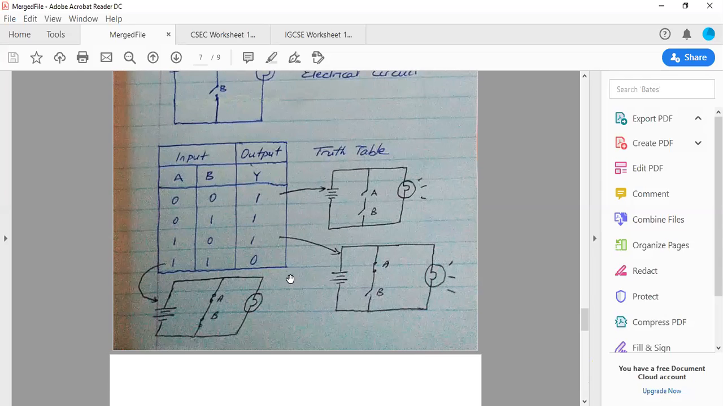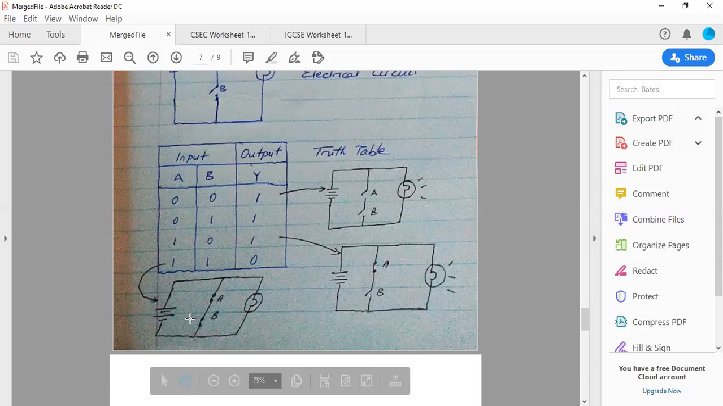The fourth row, you would have the two switches now closed, A and B closed. So when A and B are closed, current is going to flow through A and B, creating something called a short circuit. This would cause the bulb not to light, so definitely your output is going to be 0 here.